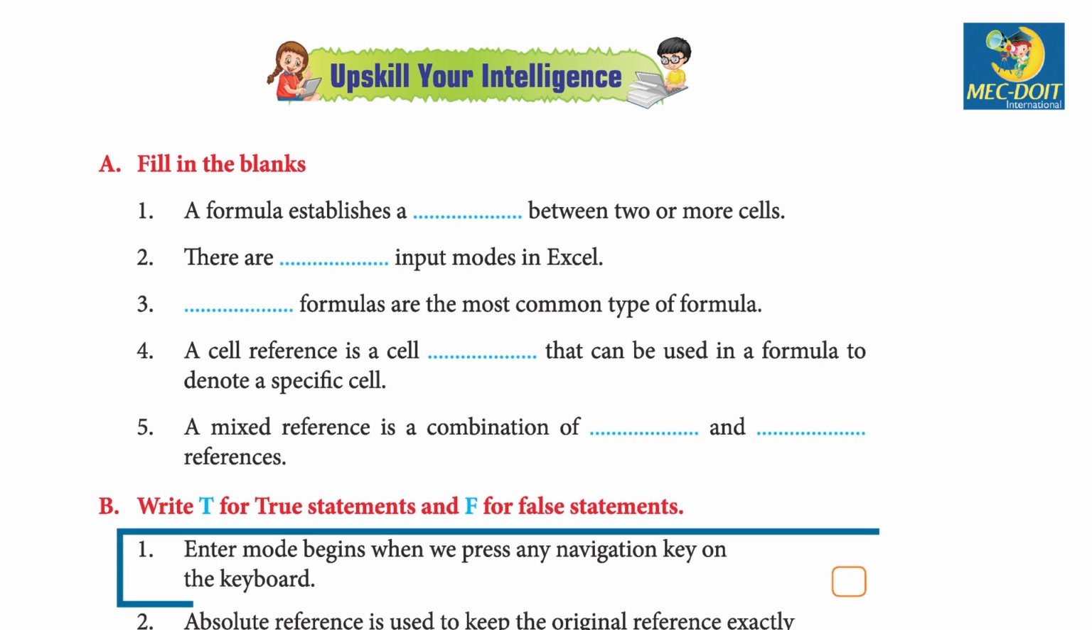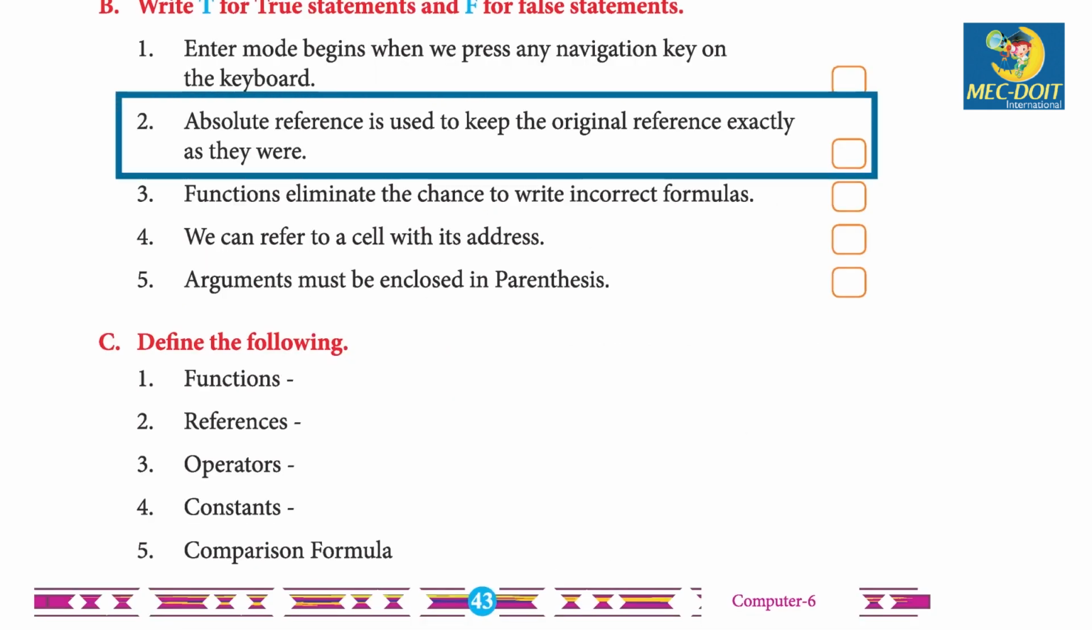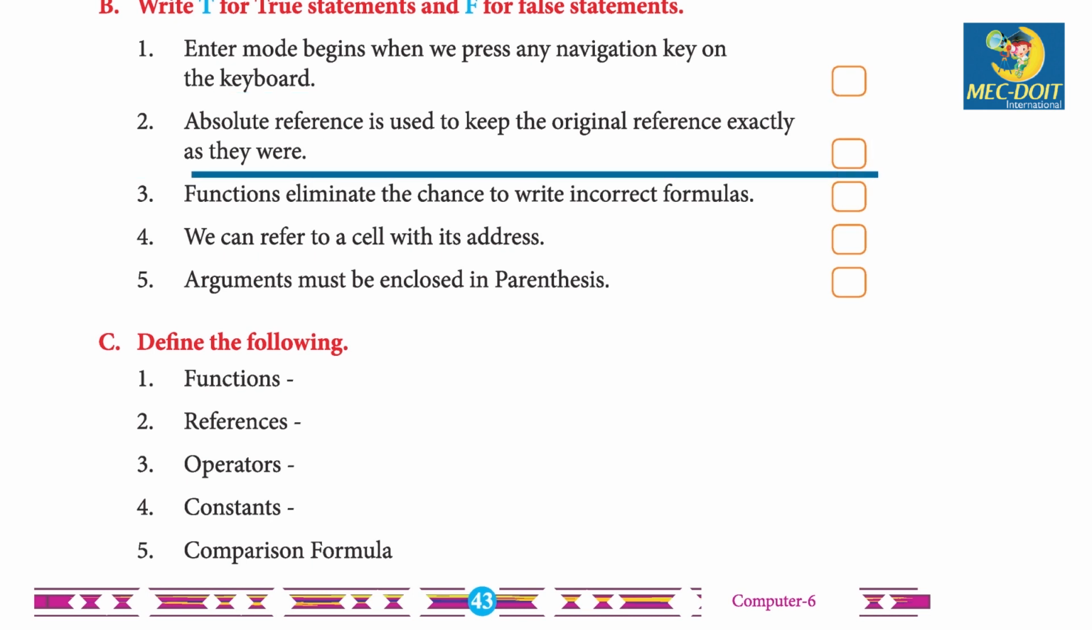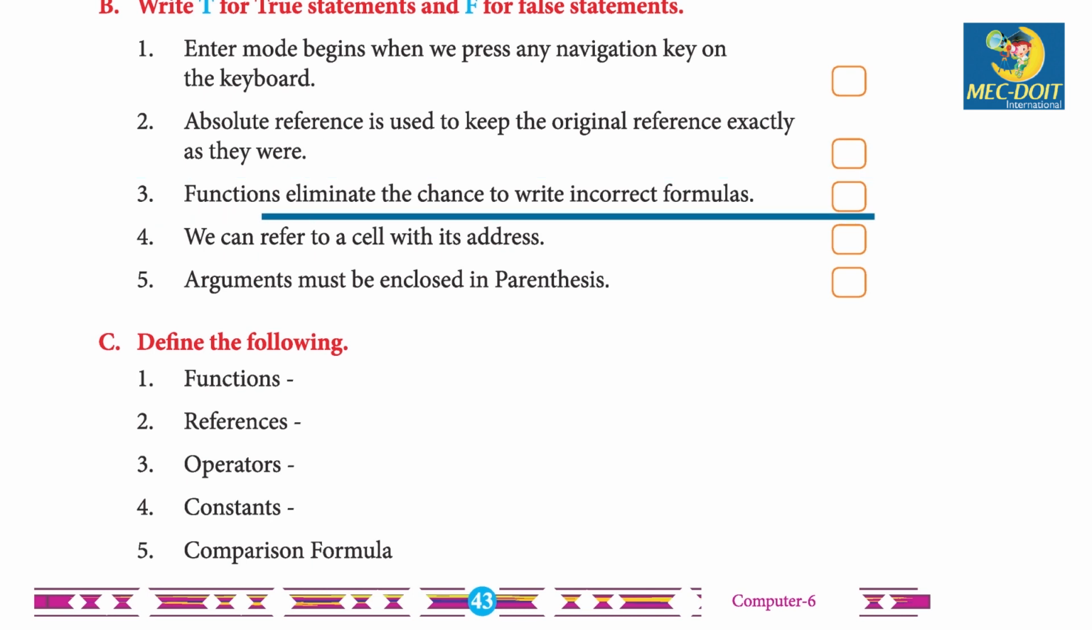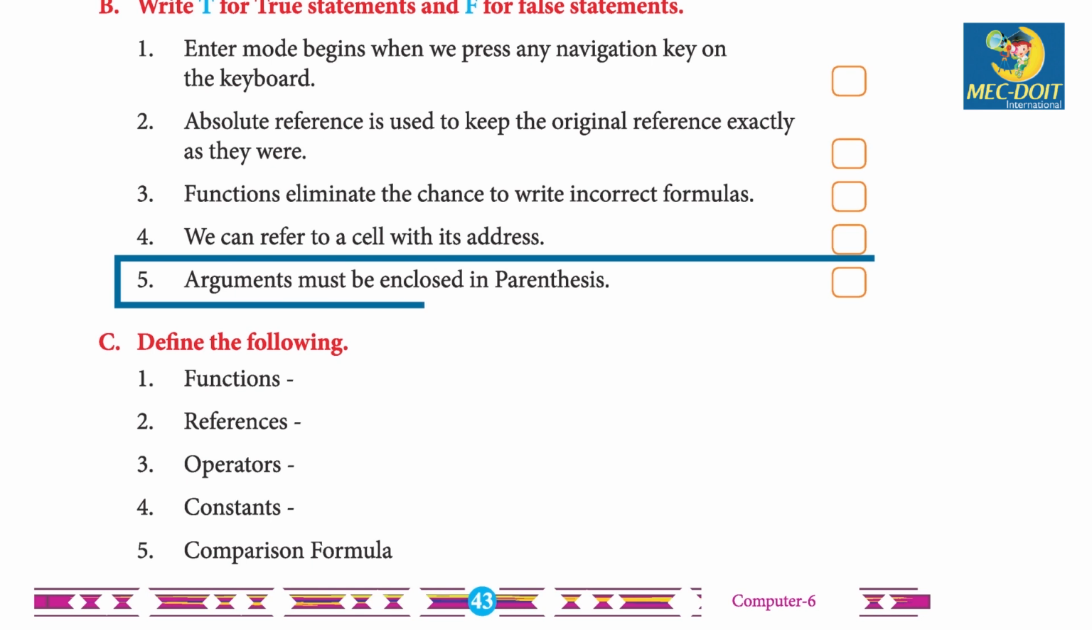1. Enter mode begins when we press any navigation key on the keyboard. Answer: false. 2. Absolute reference is used to keep the original reference exactly as it was. Answer: true. 3. Functions eliminate the chance to write incorrect formulas. Answer: true. 4. We can refer to a cell with its address. Answer: true. 5. Arguments must be enclosed in parentheses.